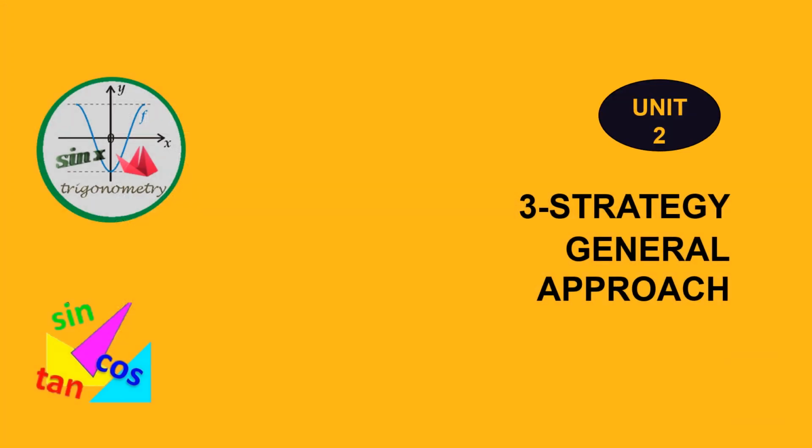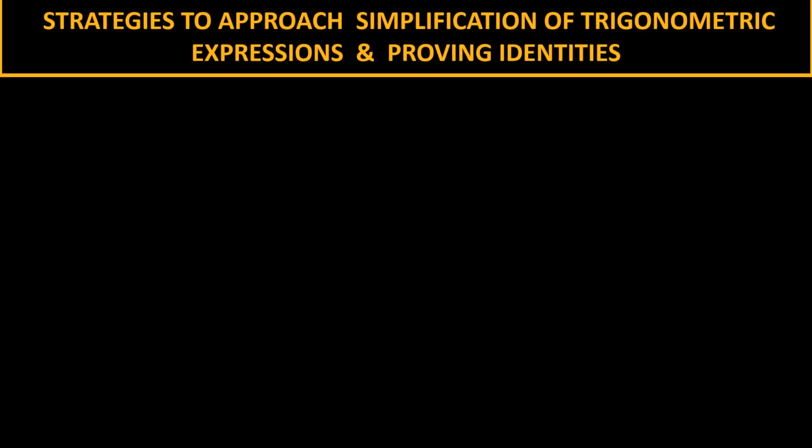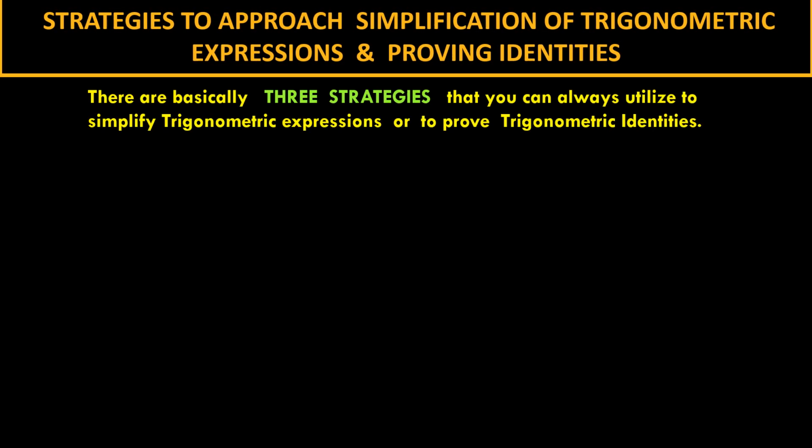Now I want to share with you a general approach that involves 3 strategies, and it's only these 3. If you follow these 3, it can always assist you when it comes to the simplification of a trigonometric expression or the proving of a trigonometric identity. Just 3 basic rules that you need to follow, and if you follow them in this particular order, they can always assist you to get the correct simplification or to do the proof of an identity. Now let me share these 3 strategies with you.